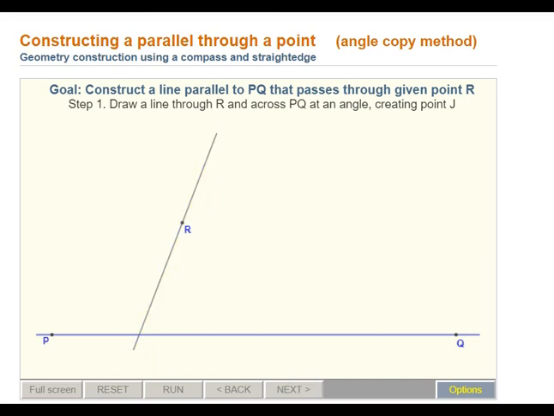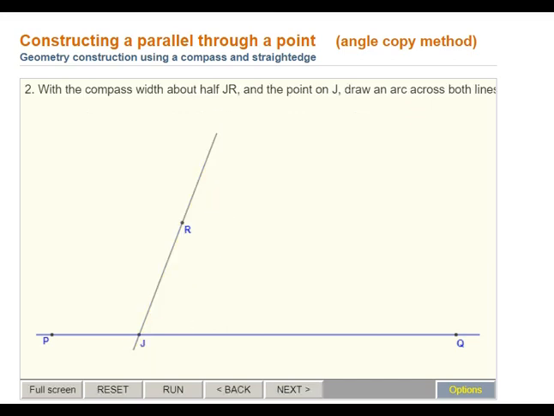And now we're going to draw a line through R that will intersect PQ at a slight angle and label it point J. Set your compass width about half of JR. Draw an arc across both lines.